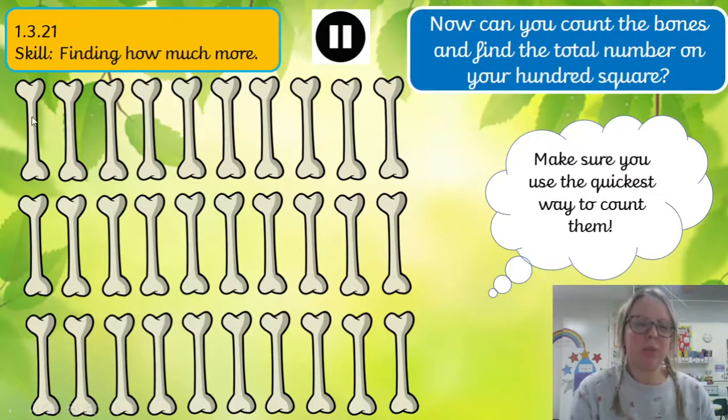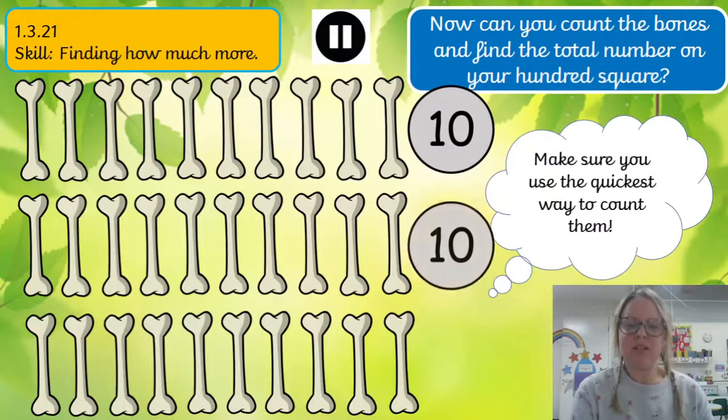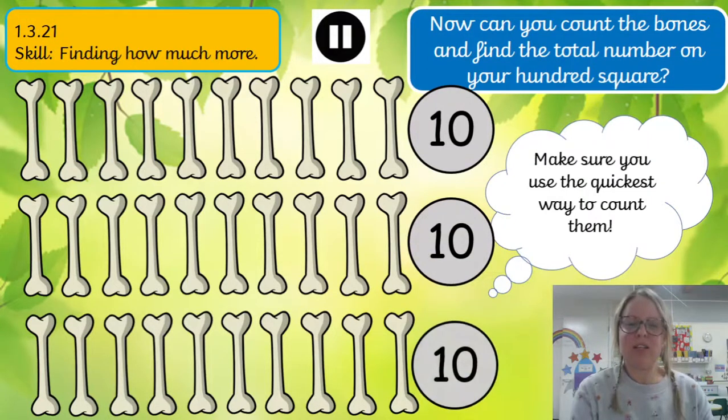Okay. 1, 2, 3, 4, 5, 6, 7, 8, 9, 10. So we know there are 10 in the top row, so there must be 10 in the other 2 rows as well. That means we can count in our tens. 10, 20, 30. There are 3 groups of 10. That means there must be 30. 3 lots of 10 are 30.